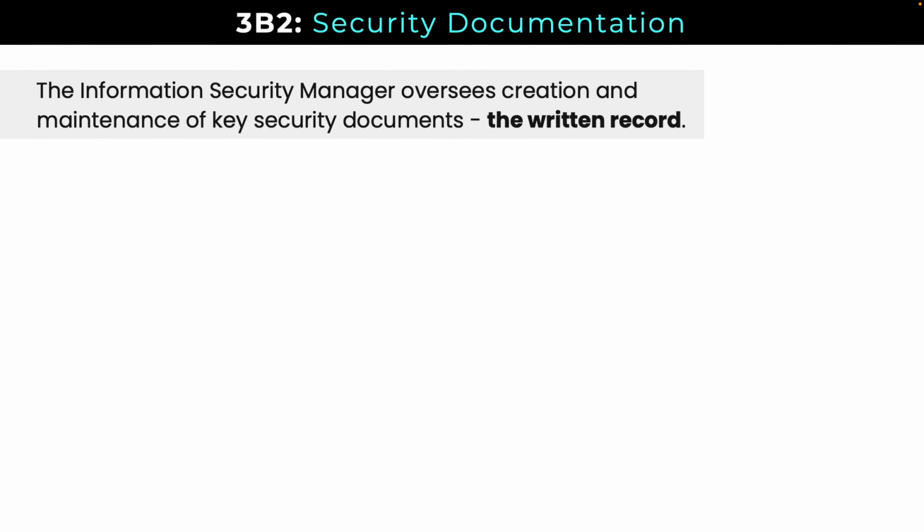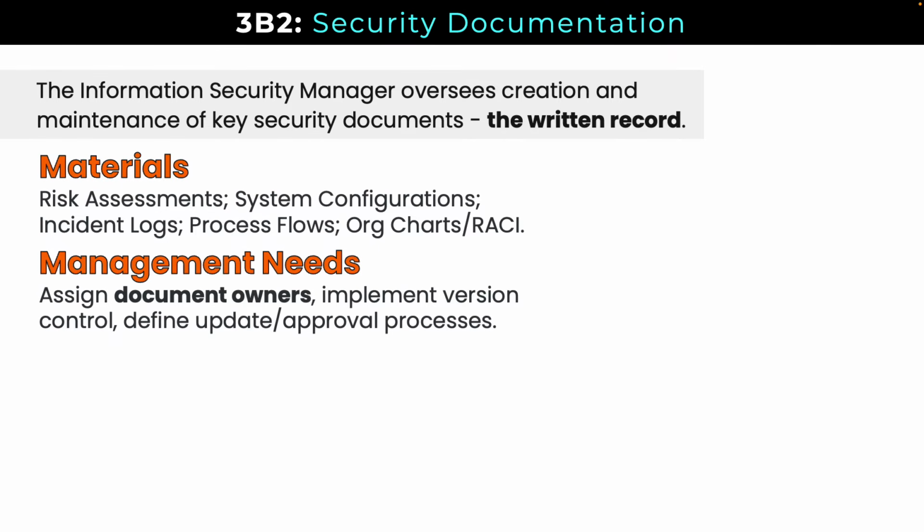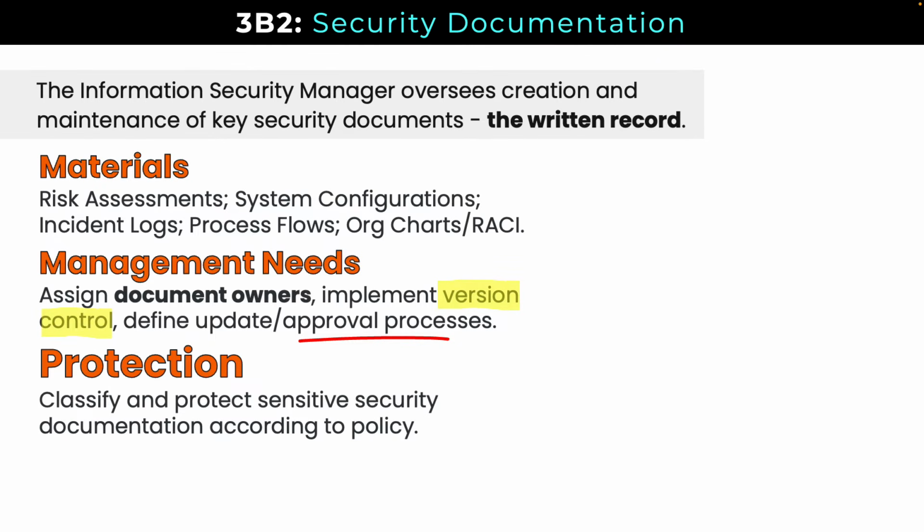So the information security manager also oversees creation and maintenance of key security documents, the written record. From a materials perspective, things like risk assessments, the reports that come after, system configuration documents, incident logs, process flows, org charts, RACI matrices. And from a management perspective, assigning document owners, implementing version control, making sure we have update and approval processes in place, and then making sure that documentation is classified and protected relative to its sensitivity.